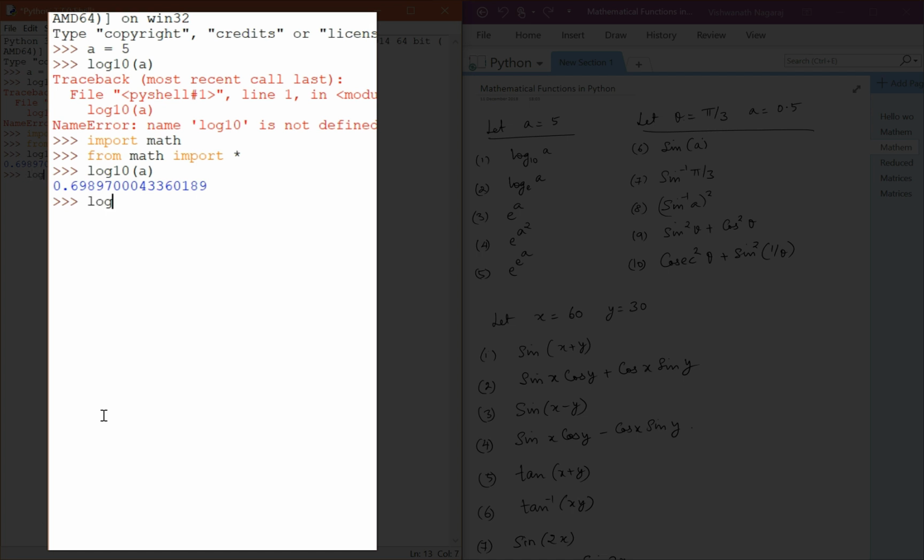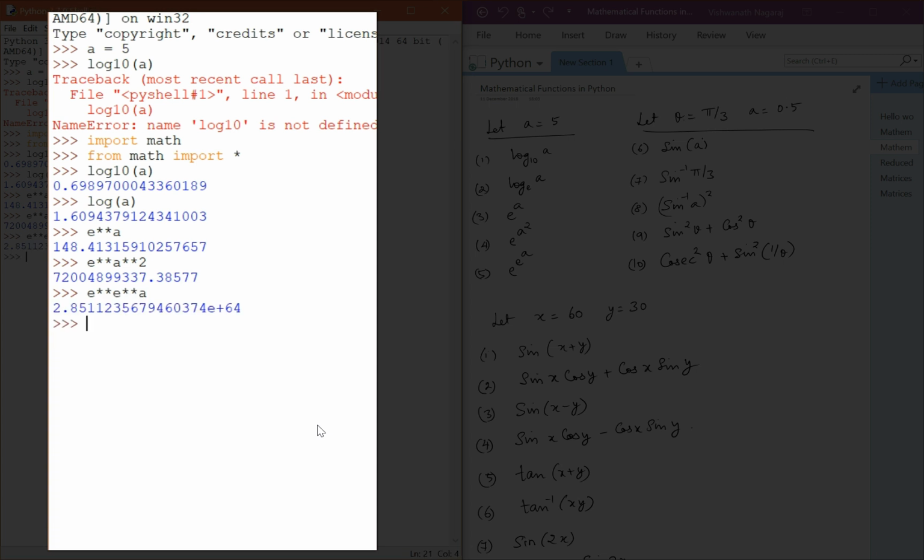Okay, log to the base e, that is the natural log. For that, just log of a. Now e to the power of a. Now, e, from where is it coming? E is coming from math. In math, there are certain constants which are already defined. E to the power of a to the power of 2. E to the power of e to the power of a.